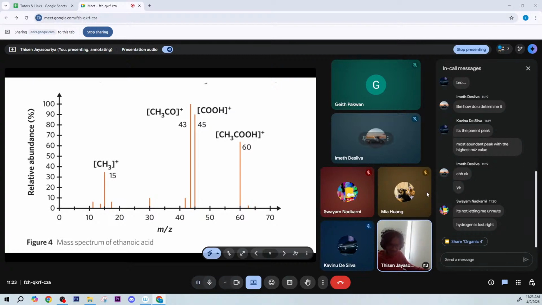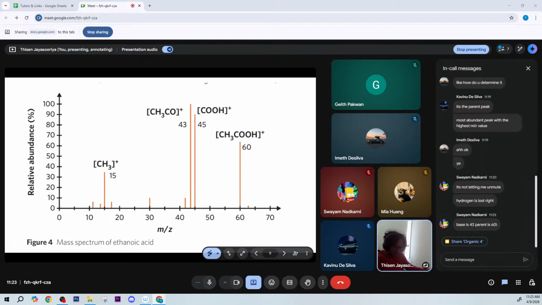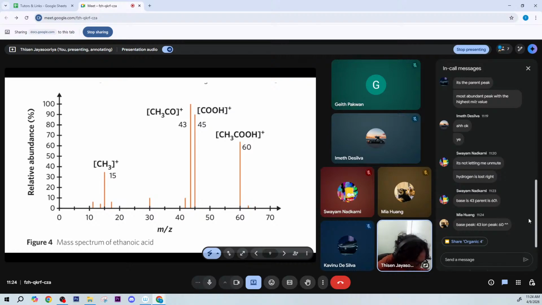Oh, wait. You guys have permission to type? Yeah, base is 43. Ion peak is 60. Yeah, that sounds about right. Anyone else? Everyone else agree with Soyam? Yeah, perfect. Okay. Is that all good? Thumbs up, thumbs down, thumbs aside, thumbs all around.